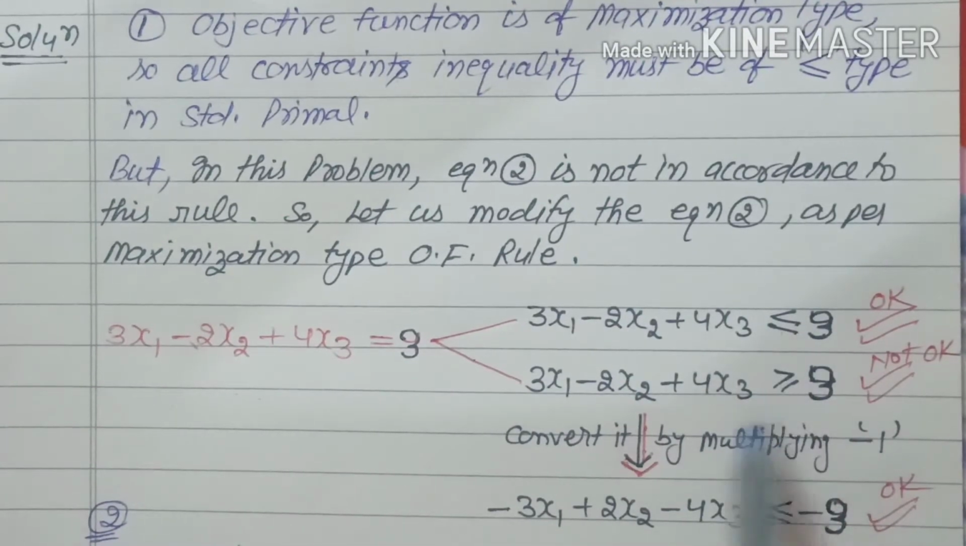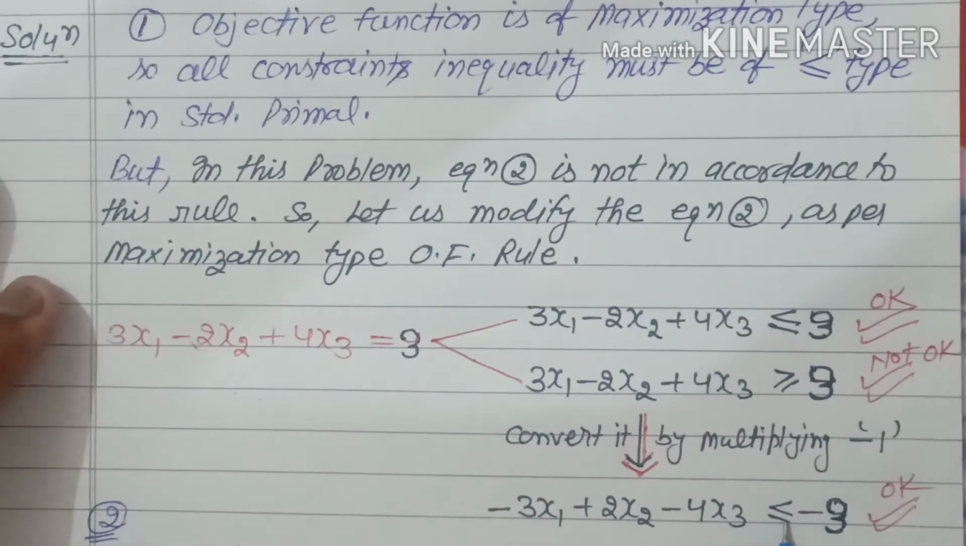So for doing that we have to multiply this equation by -1, and if we multiply this equation by -1 we will have a new equation, that is -3x1 plus 2x2 minus 4x3, and if we multiply this symbol by -1 it will become less than or equal to, and this will become -3. Now this symbol is as per the requirement of the standard LPP. So now let us write the standard LPP.